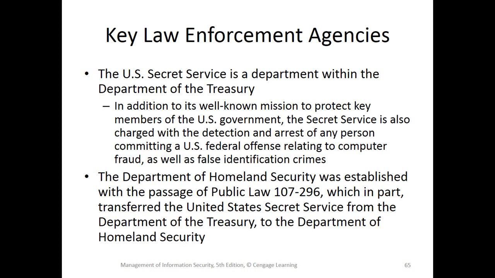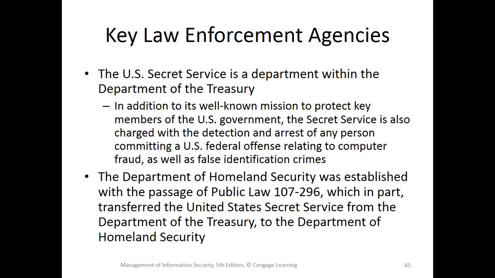You also have the U.S. Secret Service. You know, basically it's a department within the Department of the Treasury. In addition to its well-known mission to protect key members of the U.S. government, the Secret Service is also charged with the detection and arrest of any person committing a U.S. federal offense relating to computer fraud, as well as false identification crimes.